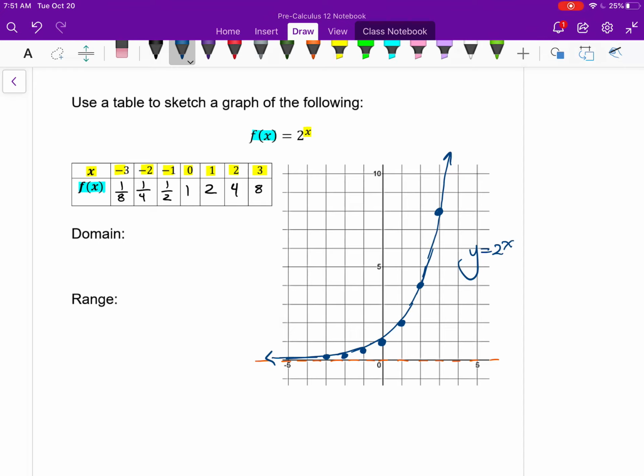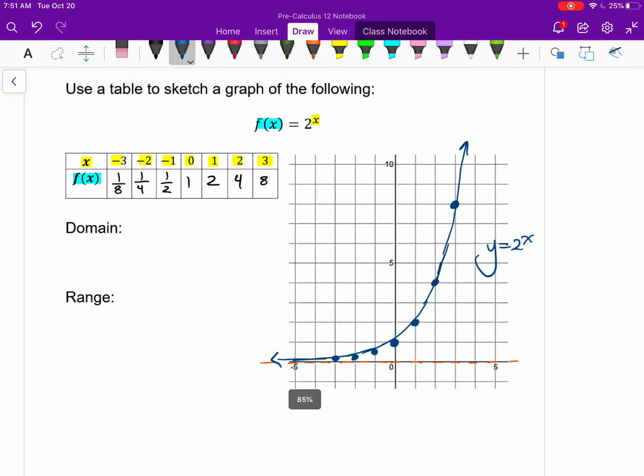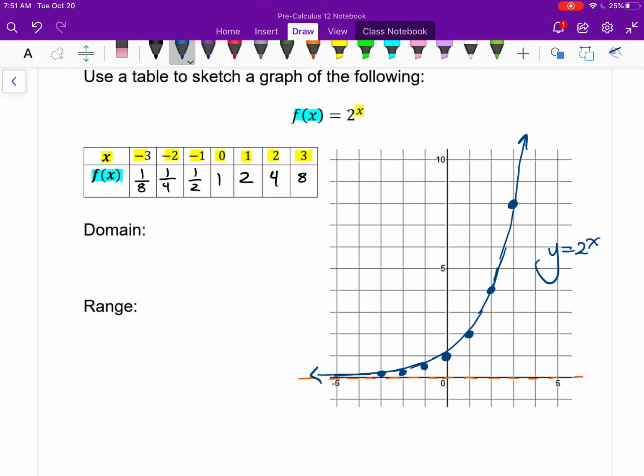The only other difference is that this is continuous. This is not a series of points. This is a continuous curve. A sequence is always discrete, we call it. A sequence is always a series of terms. But that's it. And so, like I said, we've been dealing with exponential functions informally for several lessons now. And so that's it, 2 to the power of x.